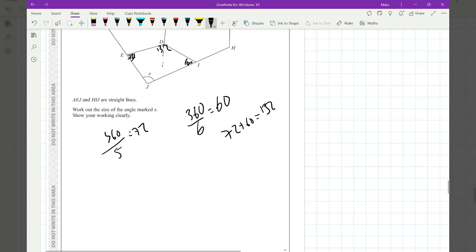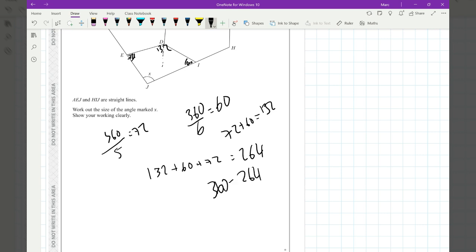And then finally, all of those: 132 plus 60 plus 72, add them up, 264 is subtracted from 360, and that gives us 96.